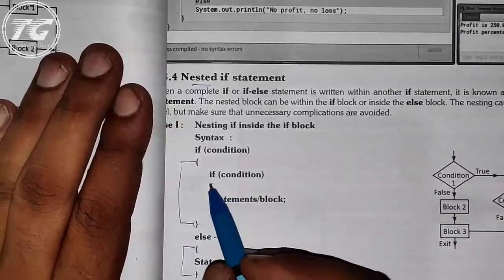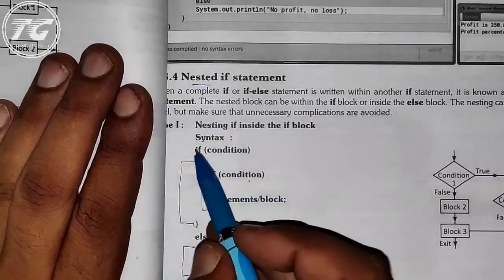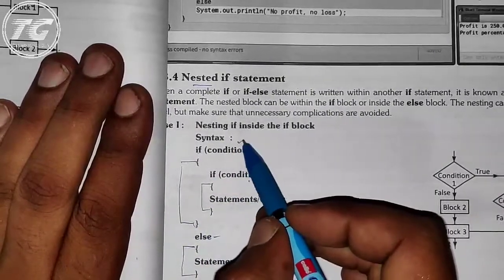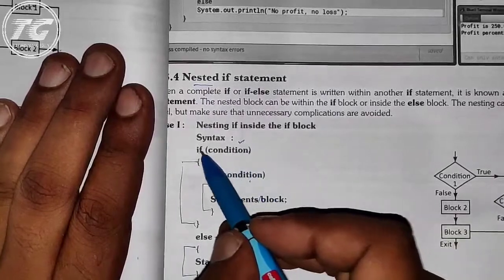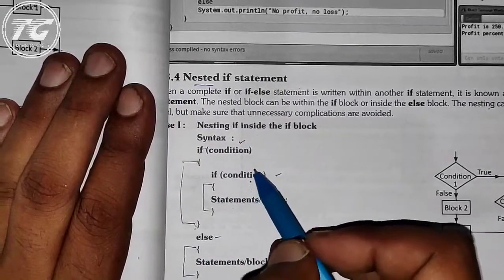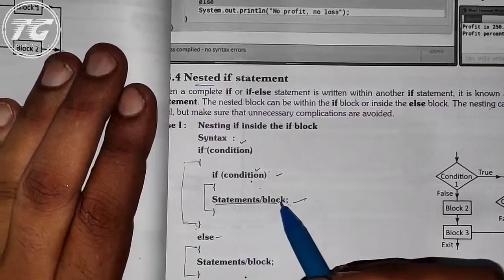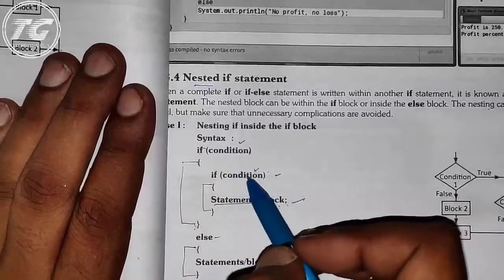Within the true part you can see one more if is there. So this is the inner if and this is the outer if. Firstly this condition will be checked. If the outer if is true then the inner will be checked, and if the inner is true then this block will execute. So this block will execute only if inner and outer both are true.